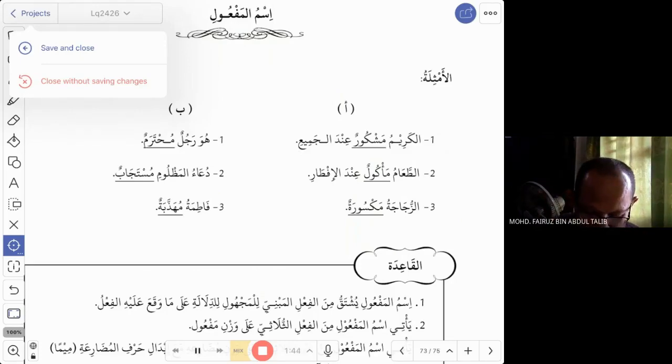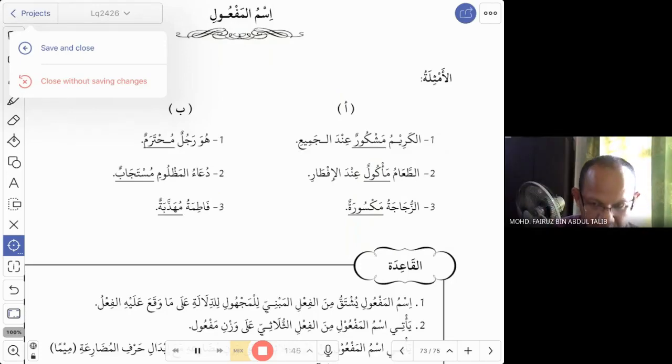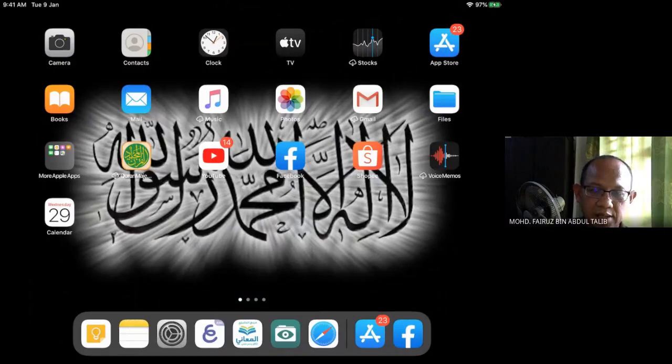What else? Don't forget to do the exercises on the short essay, maqal. Okay, we do not have the time to do it. So you go through the short essay, maqal, and try to write short exercises, short sentences, like what you did in the midterm. Okay, any other question before we end our session?